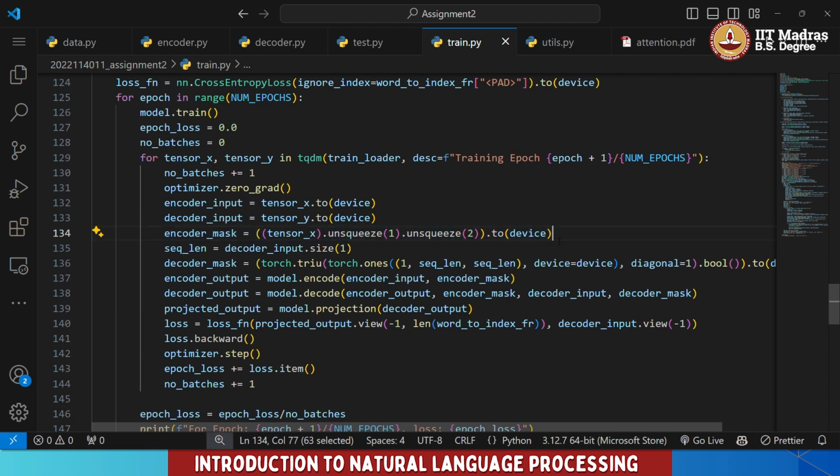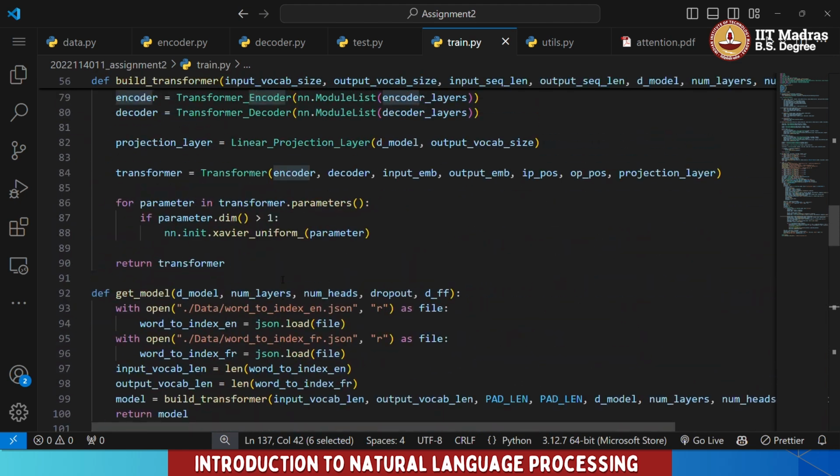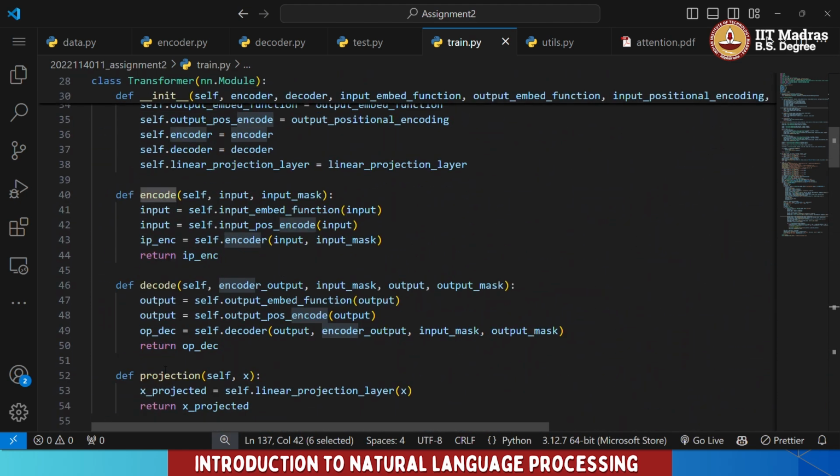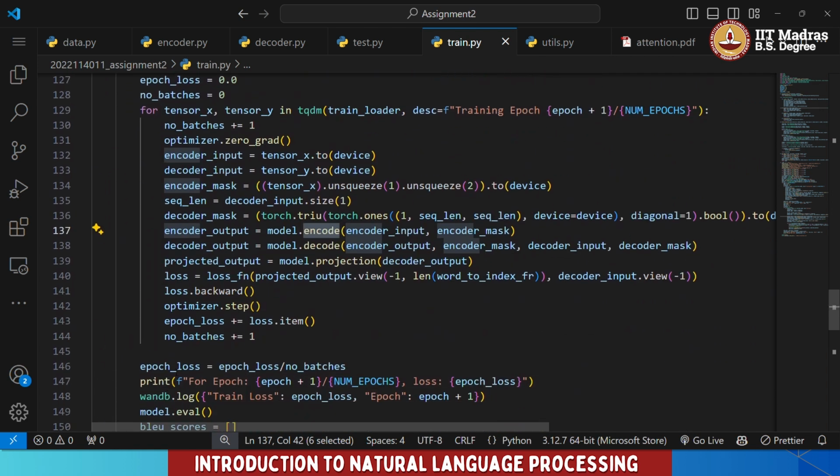We define the encoder mask, then we define the decoder mask, then we get the encoder output by passing it to model.encode. These are the functions that are being called: model.encode for the encoder output, model.decode for the decoder output, and model.projection for the projected output. The encode function gets the encoder input and the encoder mask. As you can see, the encoder mask is just the tensor X. There is no masking done specifically, but if you want to have masking, you can have that. That's why the flexibility is provided.